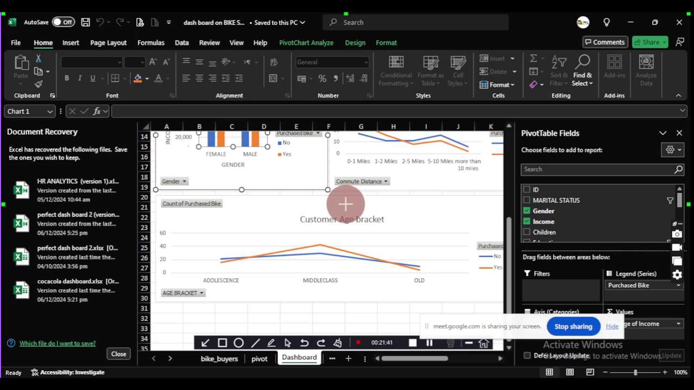Which age bracket purchases bike the most? The middle class, it is up here. So we know what is really happening. That is what descriptive analysis is all about.